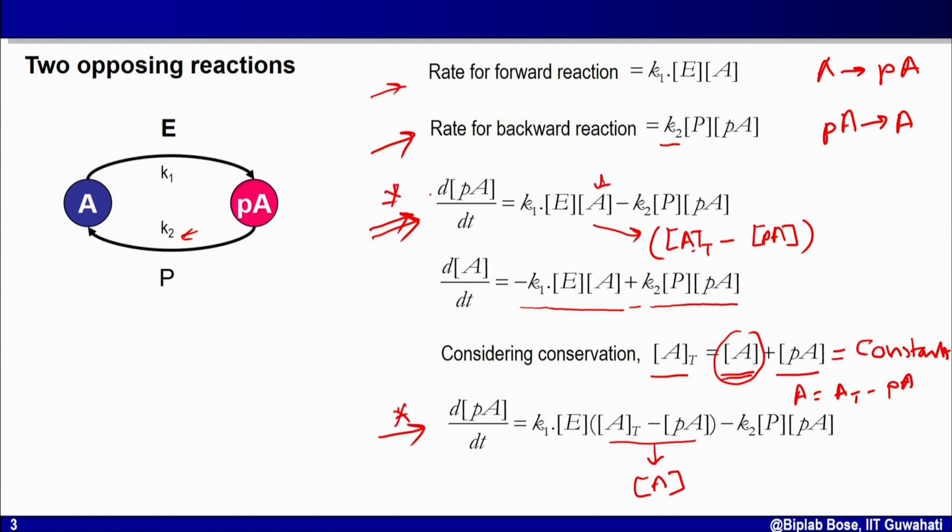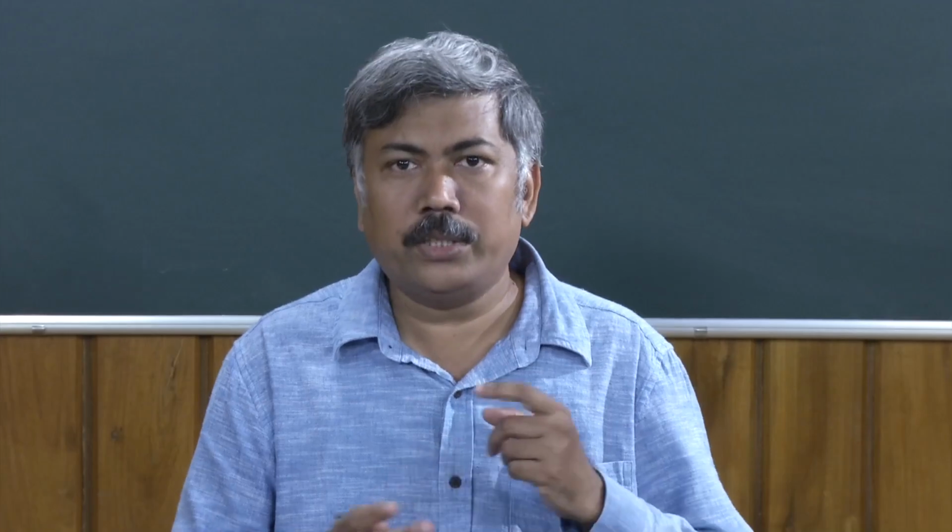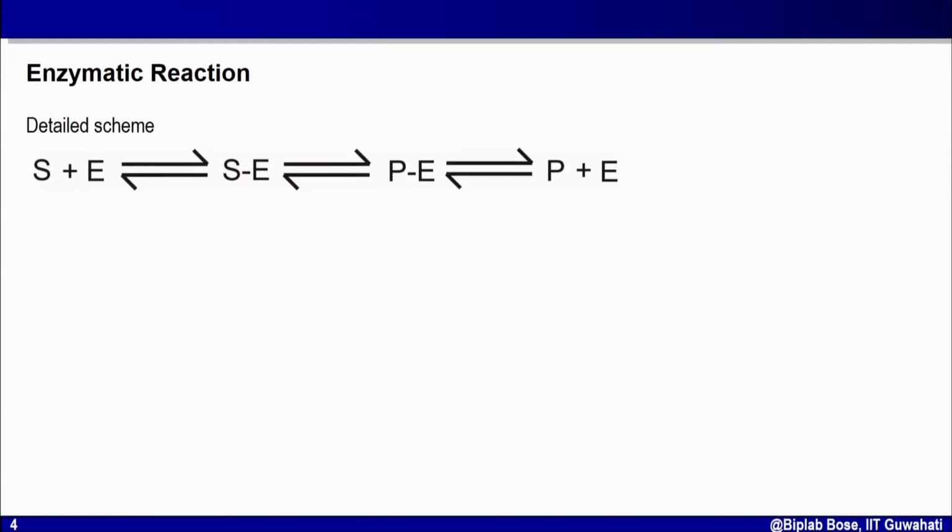And as A is now represented in terms of PA and AT is constant, I don't require this dA/dt ODE. So my whole system is represented by only this ODE. So what I have done, I have first written two ODEs based on the forward and backward reaction, and then I have used the rule of conservation of the substrate and combined them into one ODE. And very frequently you have to do that to reduce the number of ODEs in your problem.